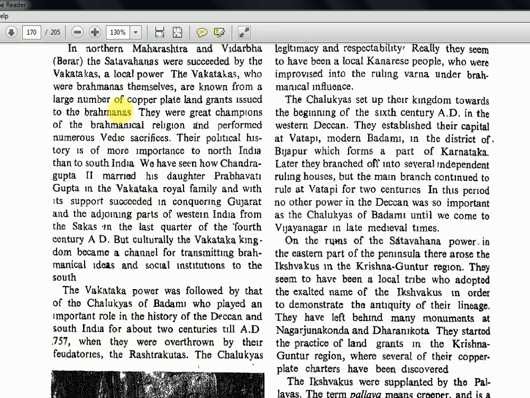Okay, Satavahanas, Vakatakas, Chalukyas and Rashtrakutas. This kind of timeline ordering is a favorite area of UPSC. So that is why these chapters are important.